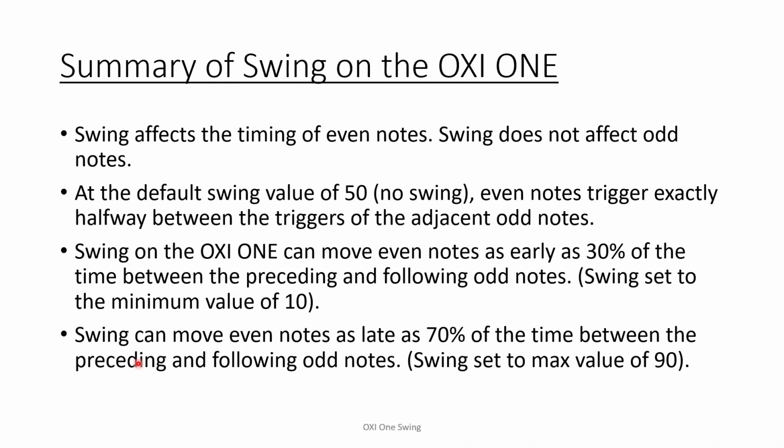Okay, so swing affects the timing of even notes. Swing does not affect the timing of odd notes. At the default swing value of 50, no swing, even notes trigger exactly halfway between the triggers of the adjacent odd notes. Swing on the OXI One can move even notes as early as 30% of the time between the preceding and following odd notes. Swing can move even notes as late as 70% of the time between preceding and following odd notes. That's swing set to a max value of 90.